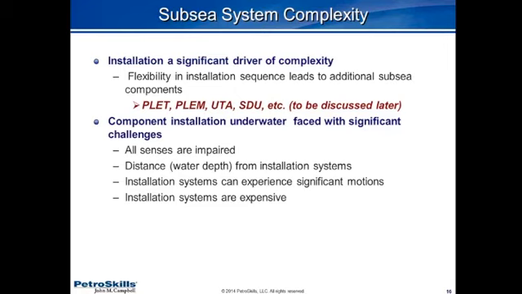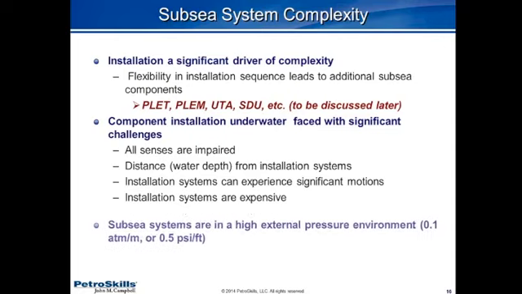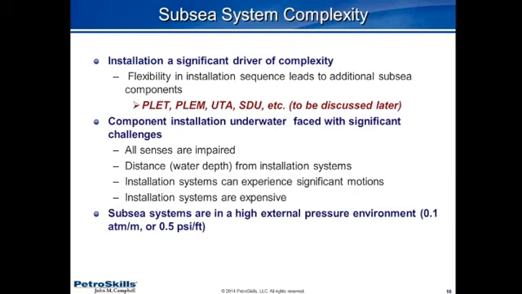So frequently the complexity of a subsea system is increased in order to reduce the size of the vessel and the cost of the vessel and help optimize the overall installation. They also have to operate at high external pressures, which can be a challenge for the integrity of all of the connection systems, and in particular the use of electronic systems for control and monitoring of the subsea development.